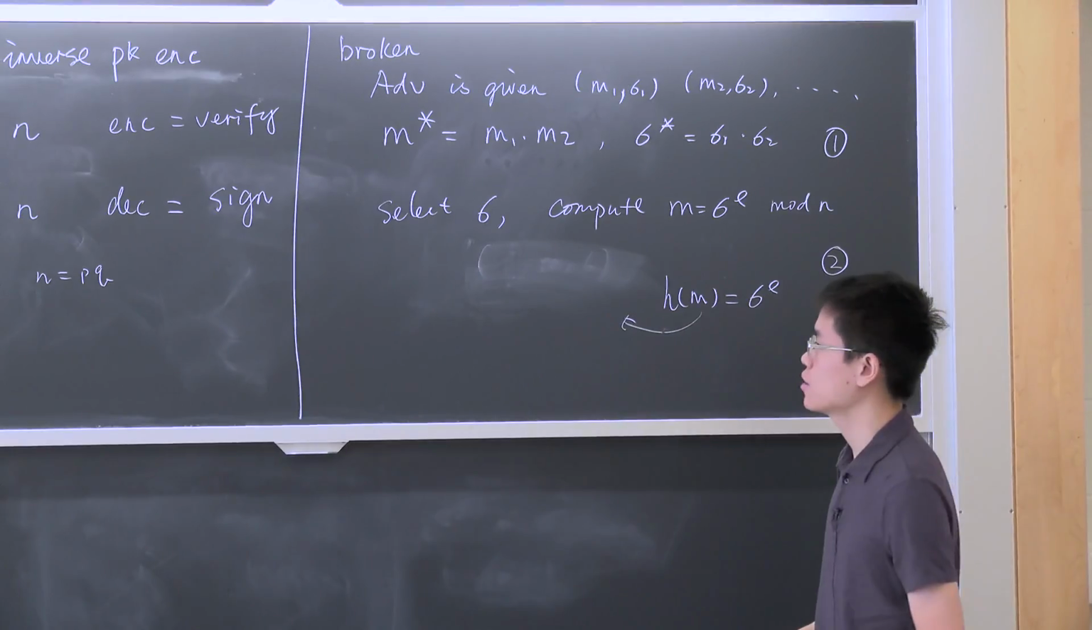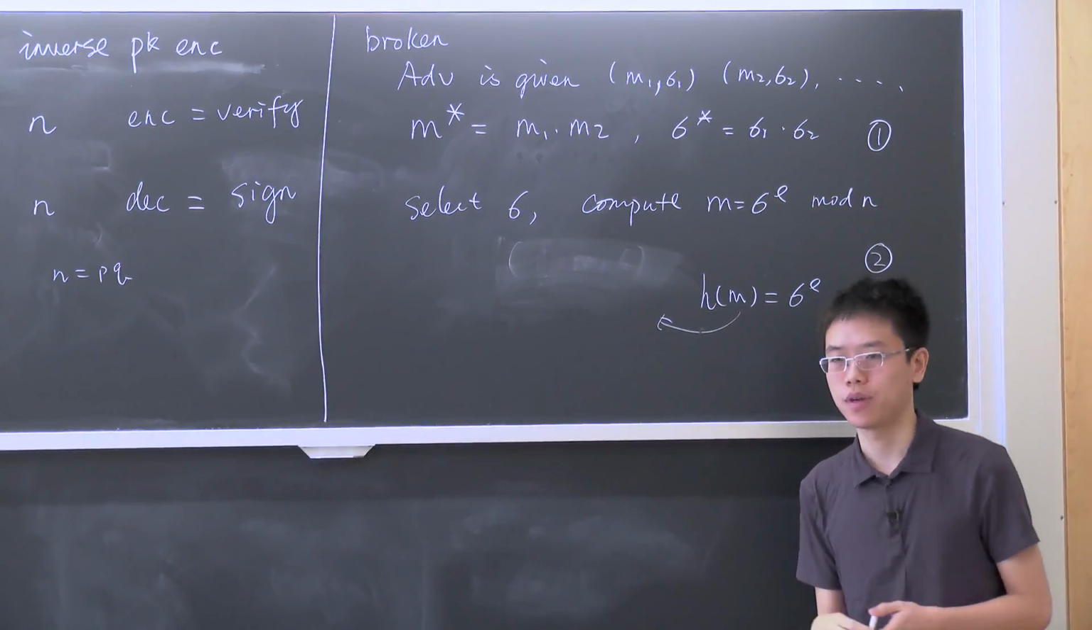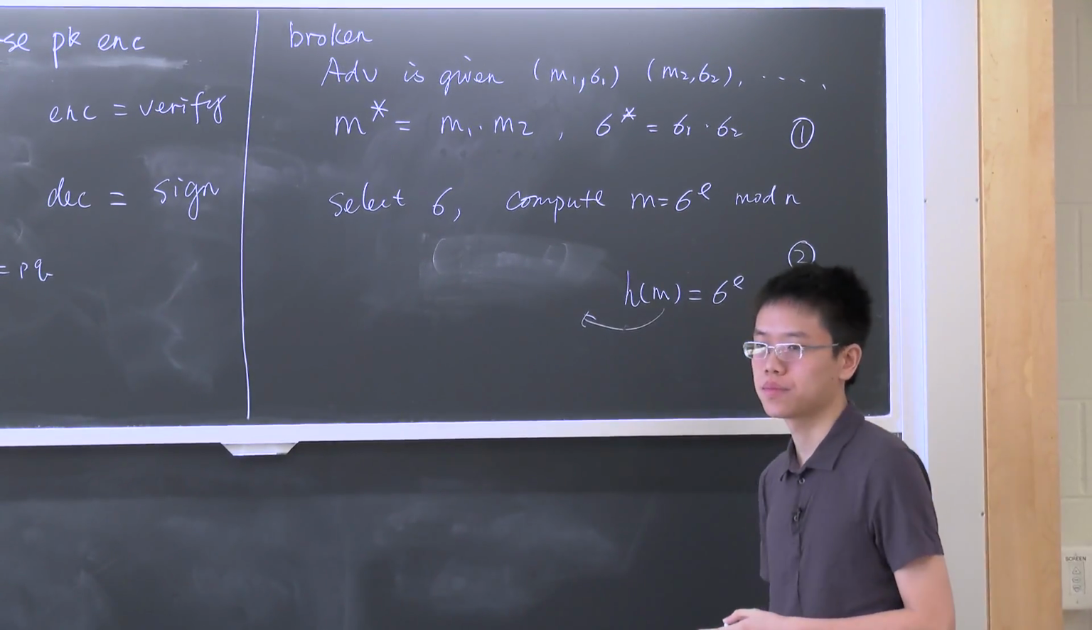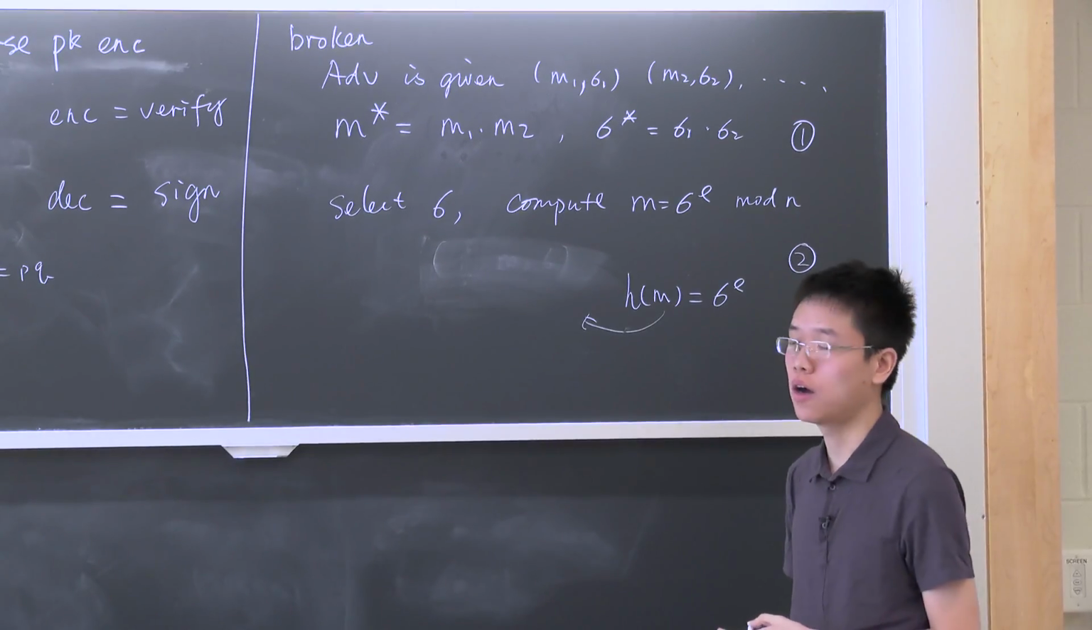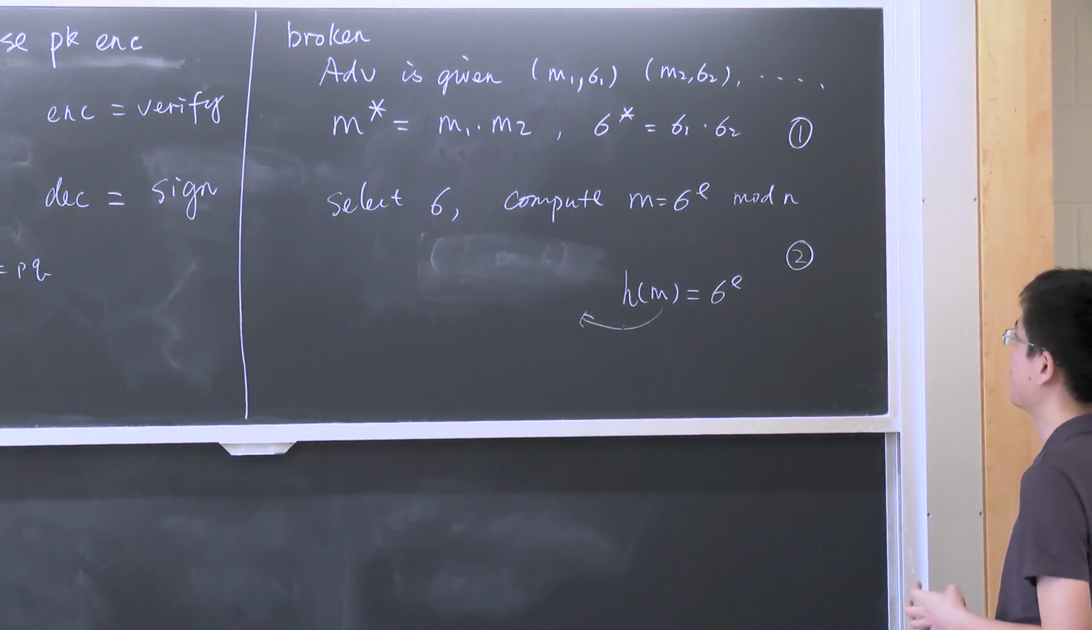But we have seen in the lecture that this hash function also needs to be collision resistant. Remember that? Question? Isn't the message public? Yeah, the message. Oh, okay. Good point.